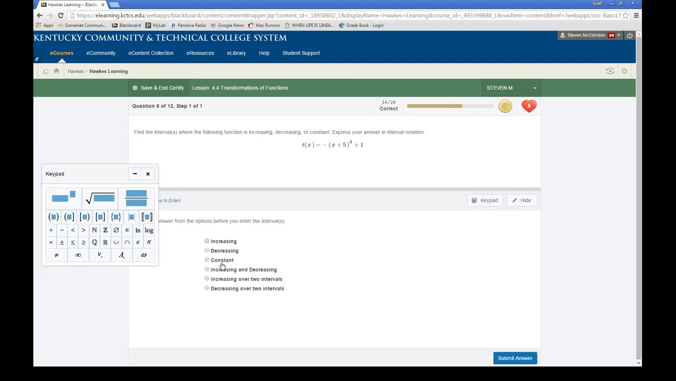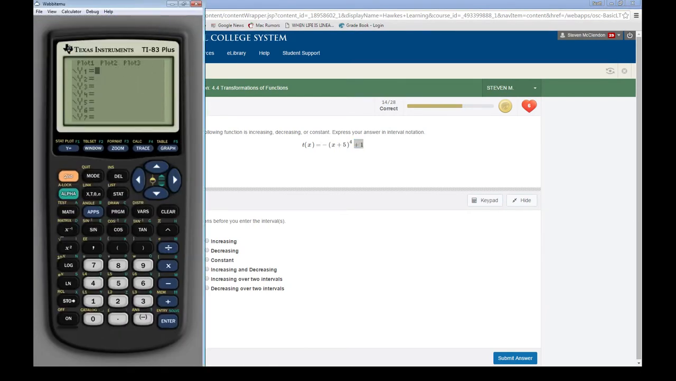Alright, here we've got another increasing and decreasing question. And this one is based off of x to the 4th, which is like a parabola. So what's going to happen here is this is a horizontal shift to the left 5. This is going to reflect it on the x-axis, so it's opening downward now, and this is going to move it all up 1. So if I graphed it, it's negative x plus 5 to the 4th power plus 1.